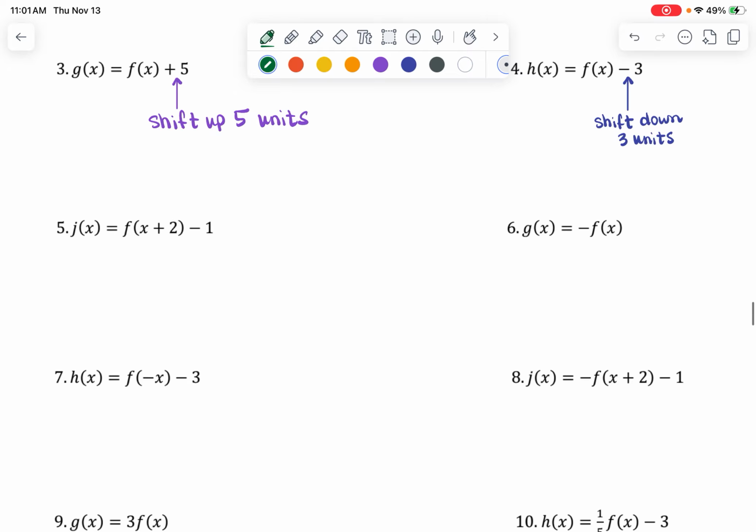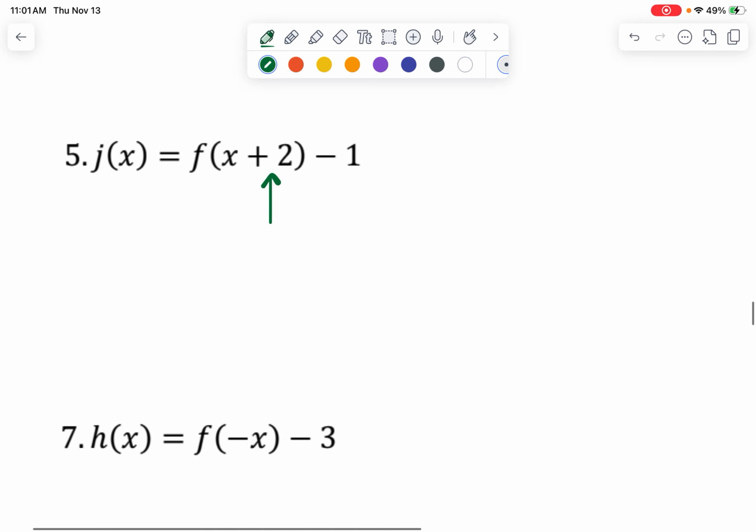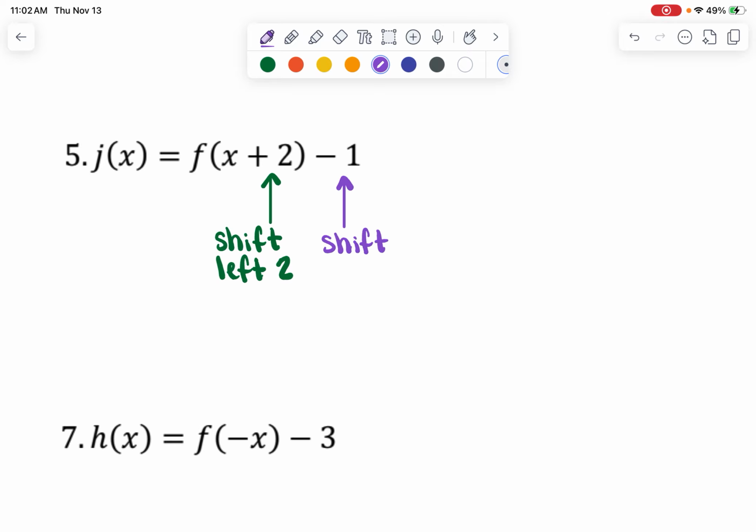Oh, this is 2. Now we're up in the game here. All right, so the +2 inside the parentheses, that means it's affecting it horizontally, and it's the opposite of what we think. So this is a shift left 2 units. But then here we have a -1 hanging off the end. So this is a shift down of 1 unit.